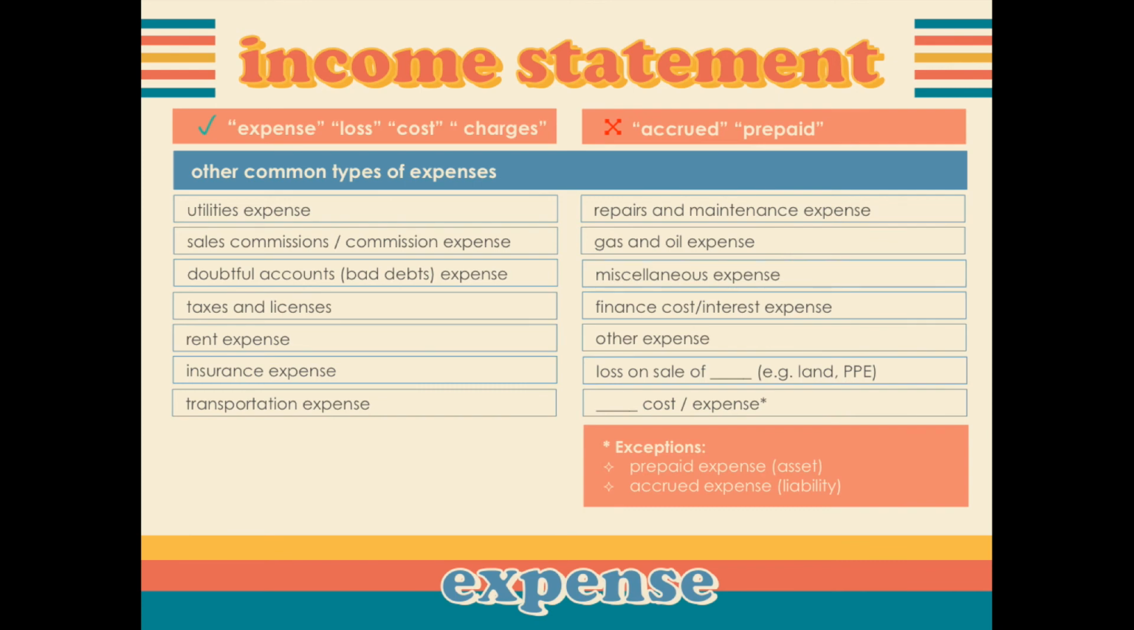Finance cost or interest expense, like interest on bank loans, other expenses like loss on sale of assets like land or PPE. You'll notice that you can also have different variations of the expense account just by indicating the nature of the transaction and adding the word expense.